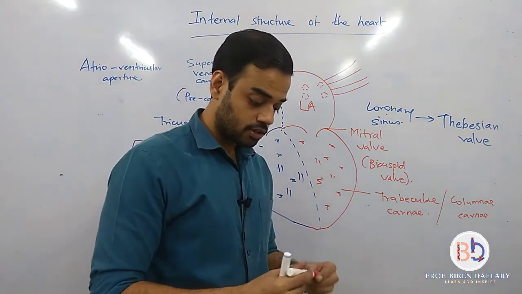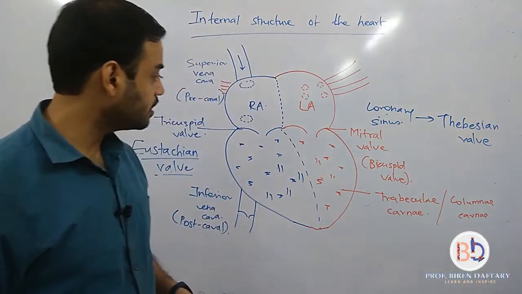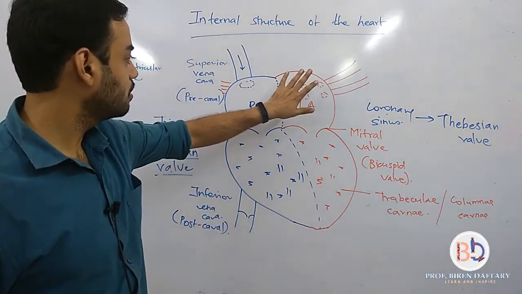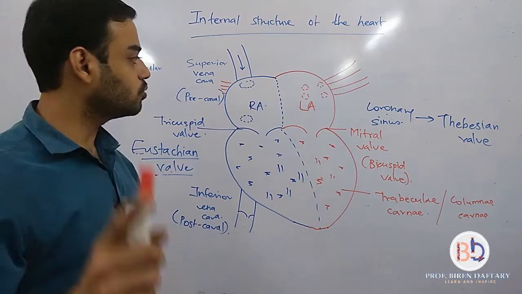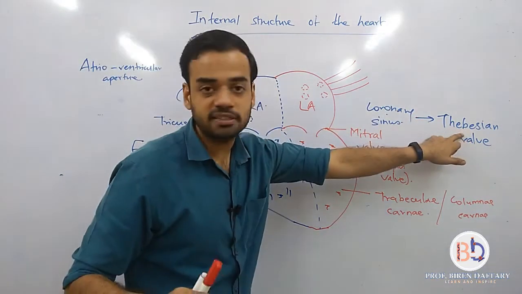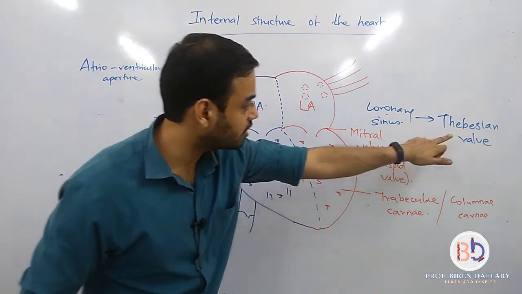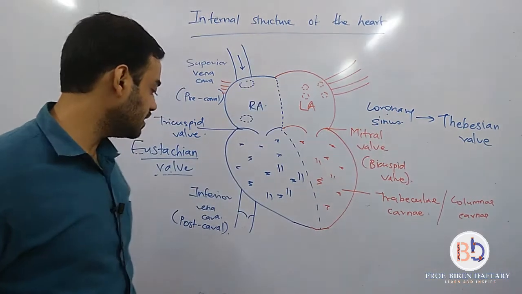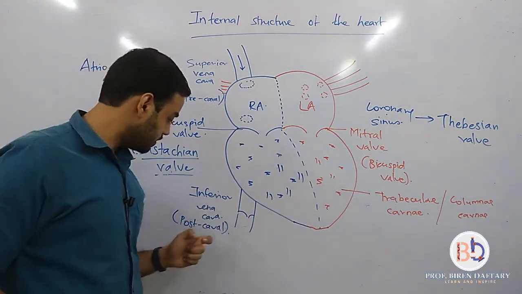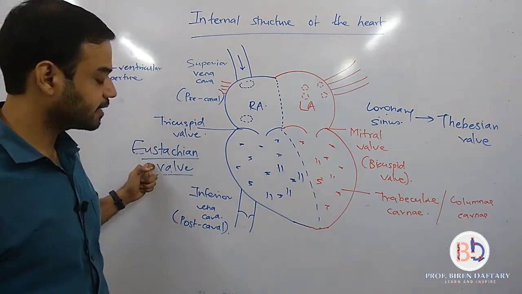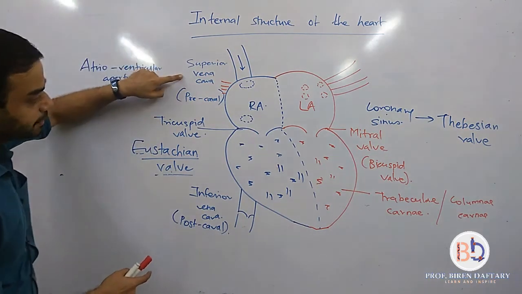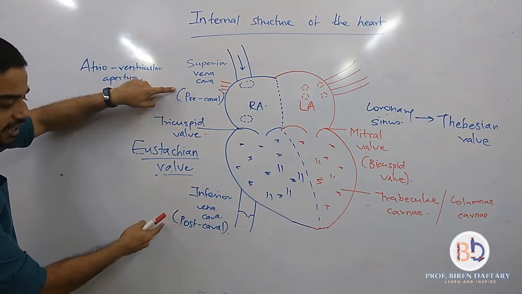Is this clear? So just revising what we have learned up till now. In the atria, you knew everything. The only thing is you had to learn about the Thebesian valve. The Thebesian valve is the valve of the coronary sinus. Similarly, the inferior vena cava valve is the Eustachian valve, correct? Also remember the separate names for both these veins, precaval and postcaval.